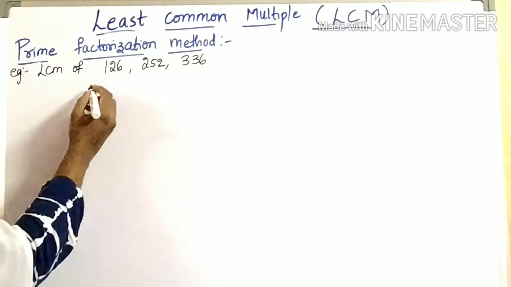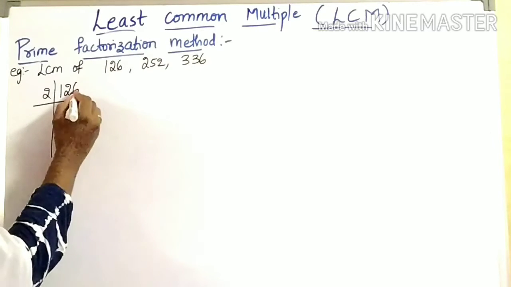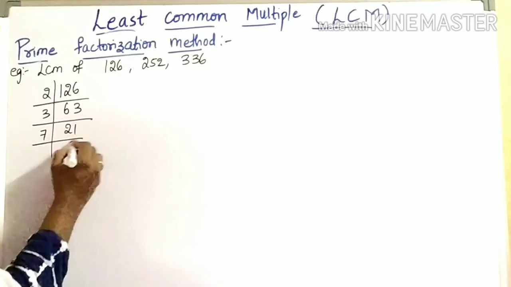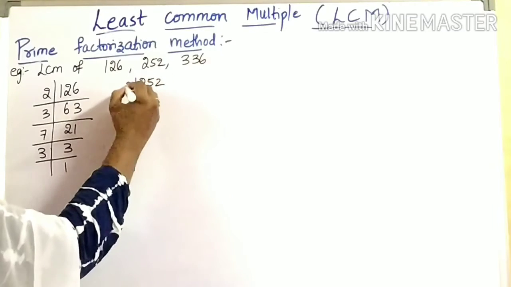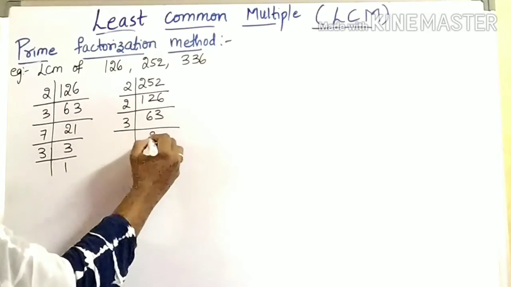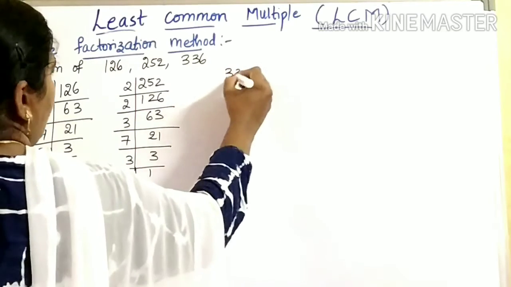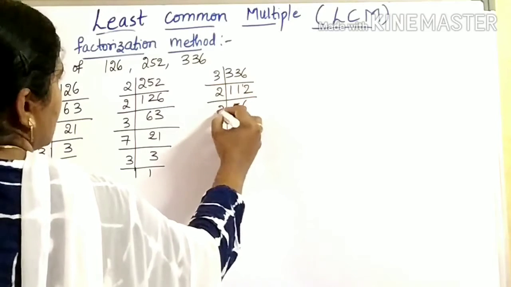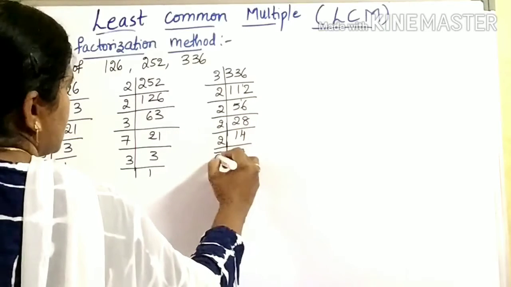Now LCM of three numbers I am going to take here: 126, 252 and 336, right? Now find the prime factors for each number, children. So the 2 table it will go because the last digit is an even number, 2 6s are 12, 63. Next it will go in the 3 table, 3 2s are 6, 21. Next 7 table it will go, 7 3s are 21. Next 3 table, 3 1s are 3. Next 252, okay? 252 will go in the 2 table, 2 1s are 2, 2 2s are 4, 2 6s are 12, right? Next 2 table, 2 6s are 12, 63. Next 3 table, 3 2s are 6, 21. Next 7 table, 7 3s are 21, 3 1s are 3, right? Next 336. It will go in the 3 table or 2 table also. Next 2 table, 2 5s are 10, 2 6s are 12. Next 2 table, 2 2s are 4, 2 8s are 16. Next 2 table, 2 4s are 8. Next 2 table, 2 7s are 14. Next 7 1s are 7, right?